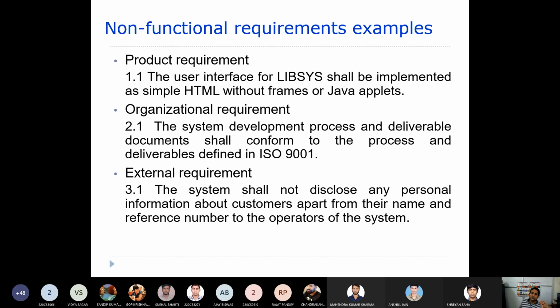It should be the reference number. That means you will be referred by a reference number only, okay? But your name and other personal details will not be disclosed outside. Nobody is going to know about your details. Personal information of the customer is not given to anyone. Only given to the outside world is a reference number, maybe. Okay, do you understand? So this is an external requirement.